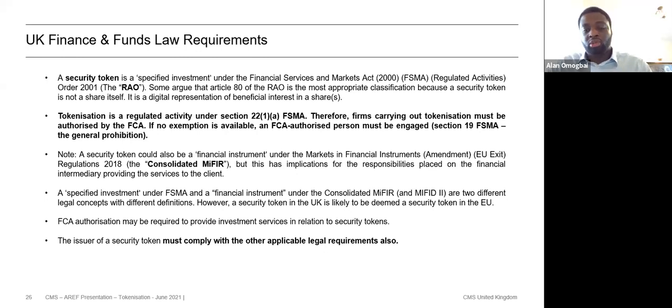I also want to stress that, yes, we're talking about the RAO and the conventional rules that apply, but we shouldn't forget that other applicable law will also be relevant as well.